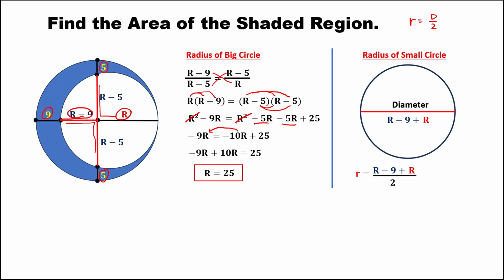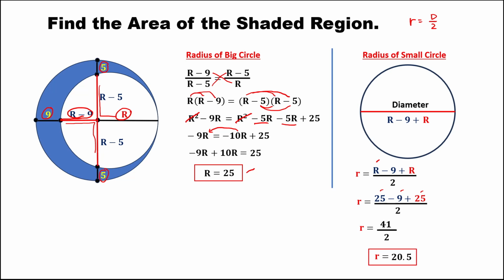To find the radius of the small circle, to simplify, we need to substitute now the value for the radius of the big circle. So this one is 25 minus 9, then plus 25, over 2. So r equals 25 minus 9 plus 25, which is 41, divided by 2. Therefore the radius of the small circle is 20.5.